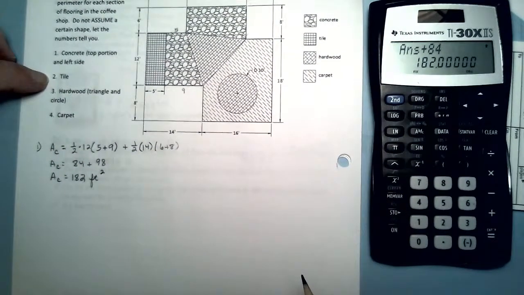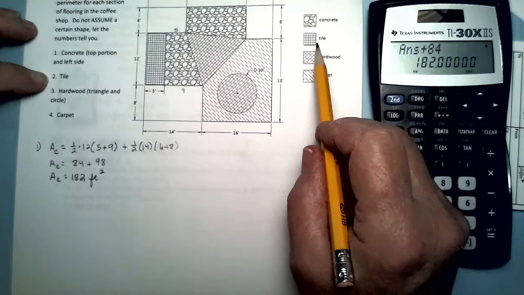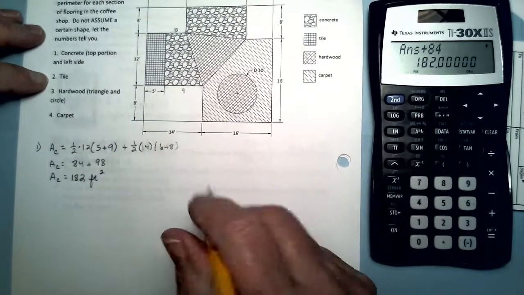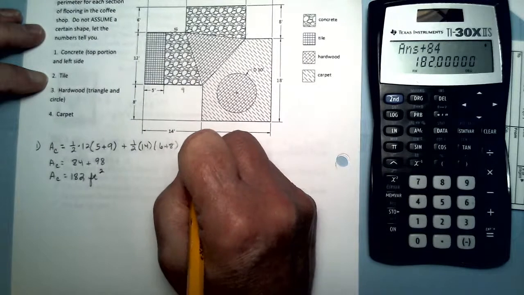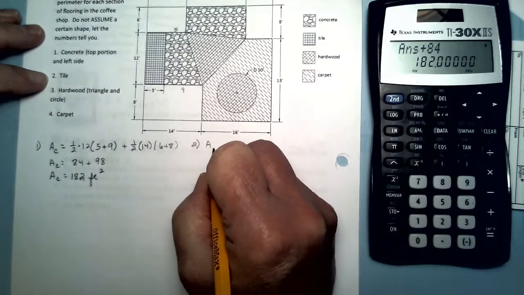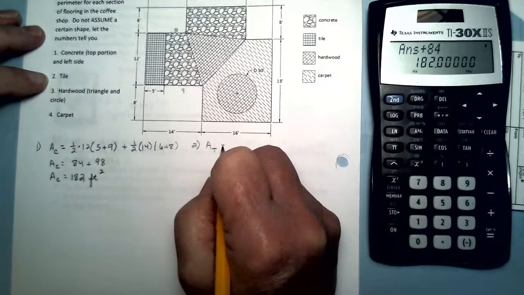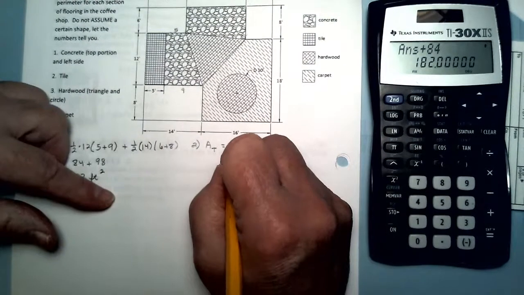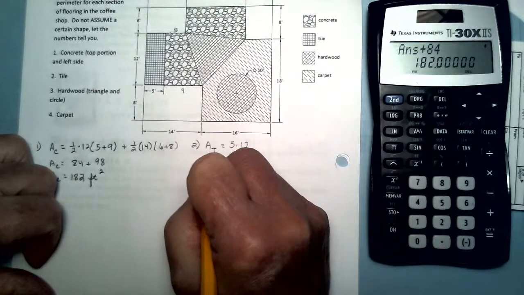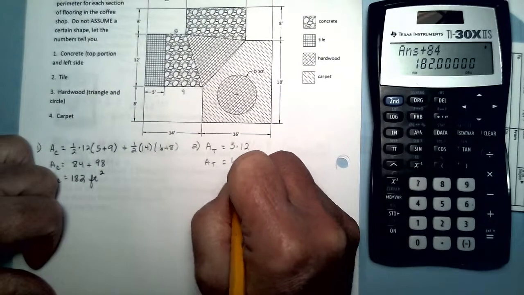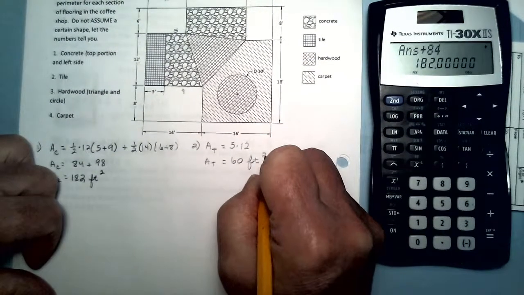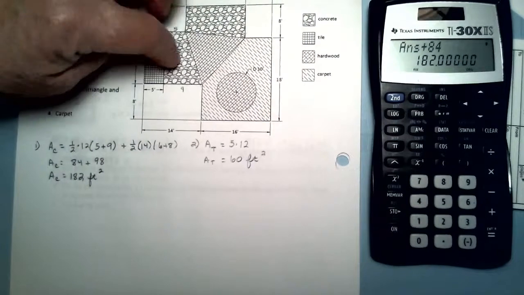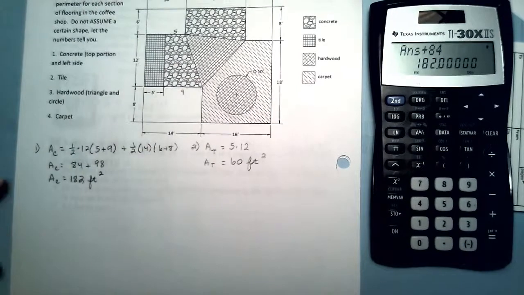Let's take a look at the tile. The tile is this one over here. Well, that's pretty easy. The tile is nothing more than a rectangle, so the area of the tile, I'll use T for tile, is length times width, and I know that's 5 times 12. So the area of the tile is just 60 square feet, and that's the only tile there. So that takes care of the concrete and the tile, and I have this stuff over here to worry about.